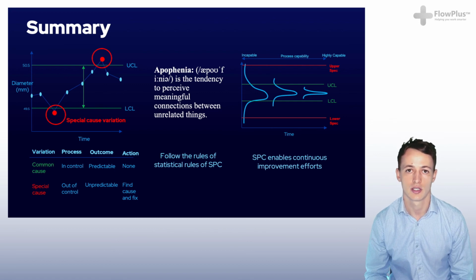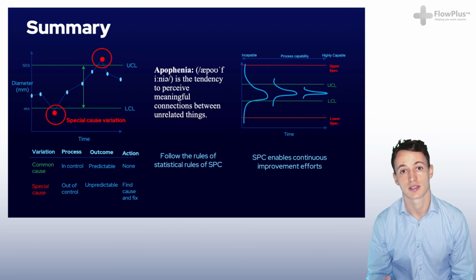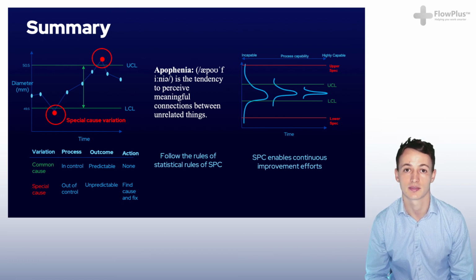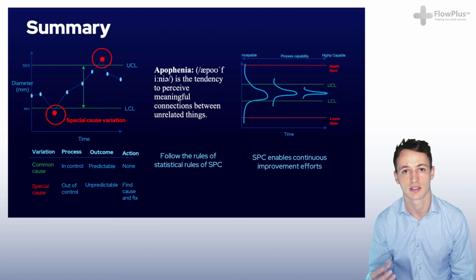Please be aware of something called apophenia, which is a human's tendency to spot patterns and act before they need to, so make sure you follow the rules. Finally, SPC is a continuous improvement tool, and it is used to continuously improve the process, reduce the variation, and make it more capable.